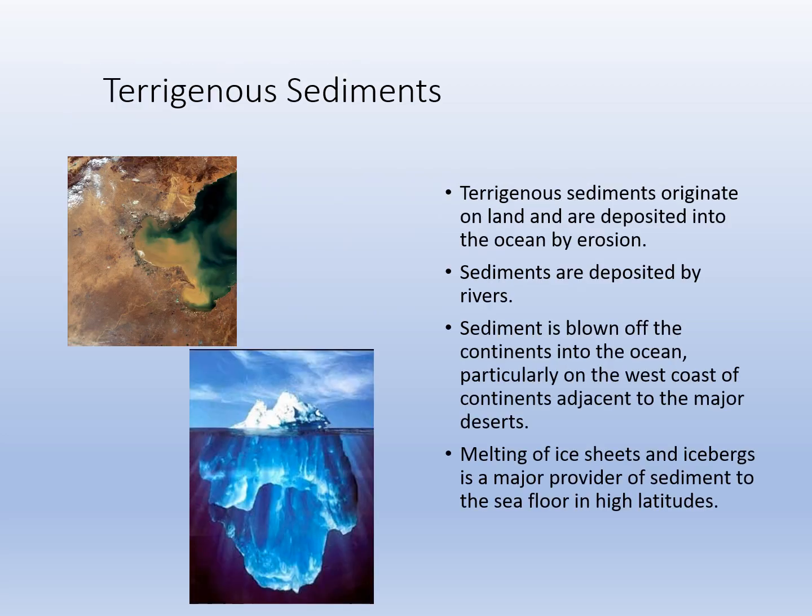So terrigenous, you can see the two images. There's erosion washing sediments from land, depositing them in the water supply, or glaciers scrape the land off, break off as huge icebergs, and deposit sediment. So those two processes bring terrigenous sediments into the ocean.